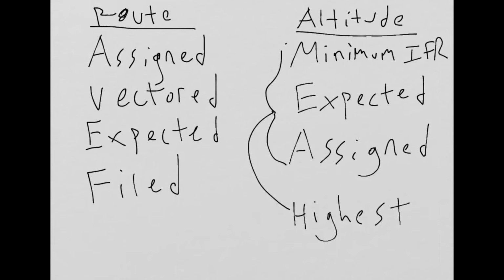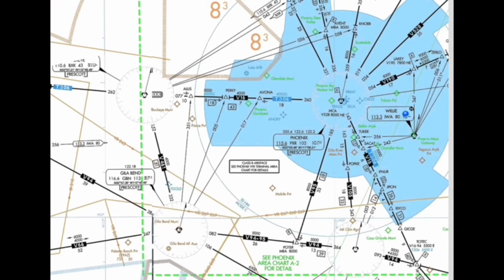Alright, so let's take a look at a chart and see how we're going to set this all up. Alright, so we're located right here at Phoenix Mesa Gateway. And we were told to get vectors to Victor 16. So let's just say they vectored us to Victor 16 right there. And then to Blythe. So we go here, and Blythe is right over here.